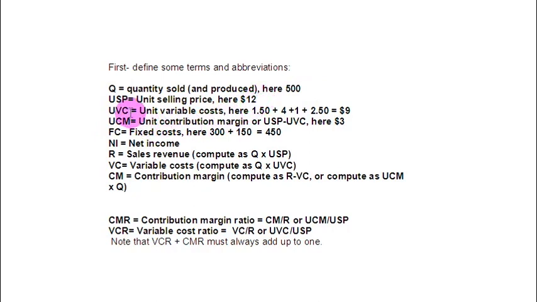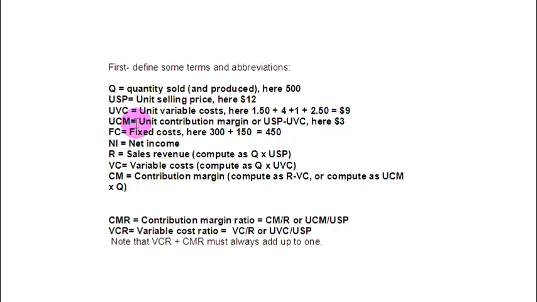UVC is unit variable cost. For our banana cream pie, the per unit variable cost would be, let's see if I can remember what these are. $1.50 was the internet charge, what we pay our friend Buzz. $4 I think was ingredients, $1 was for the box, and $2.50 was shipping. If you add all of those up, the variable cost per pie, $9.